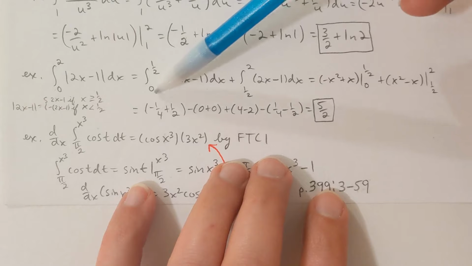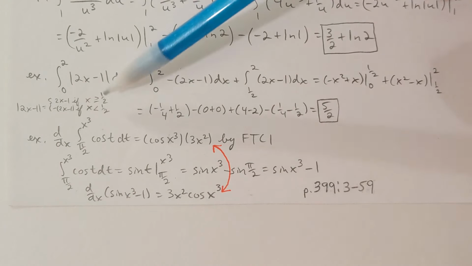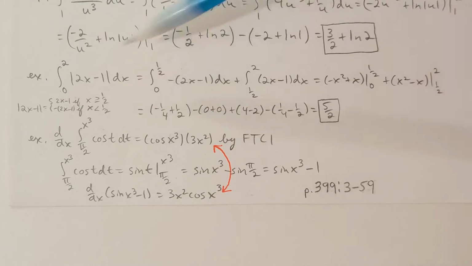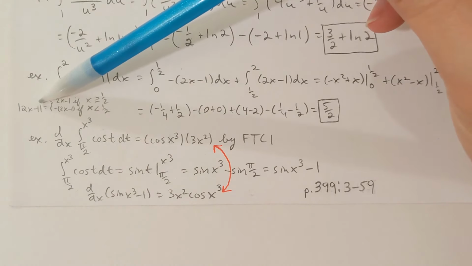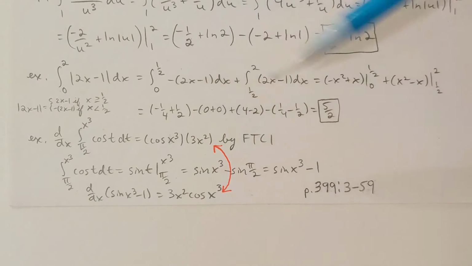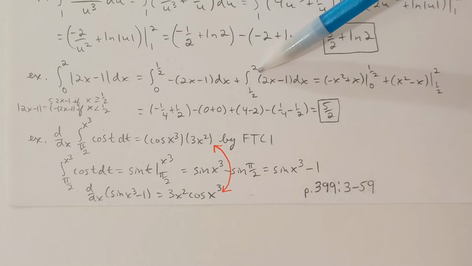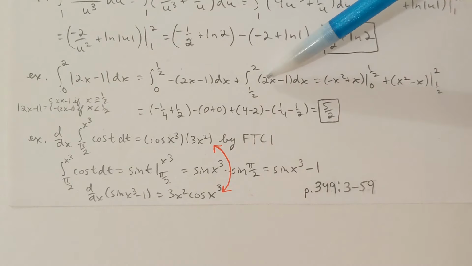Well, if I'm going from 0 to 1/2, then x is less than 1/2, right? The bounds are in terms of x here, so I want the absolute value of 2x minus 1 to be represented as negative, the quantity 2x minus 1. If I'm going from 1/2 to 2, then x is bigger than 1/2, so I'd want to be using piece 1, where I just write 2x minus 1.